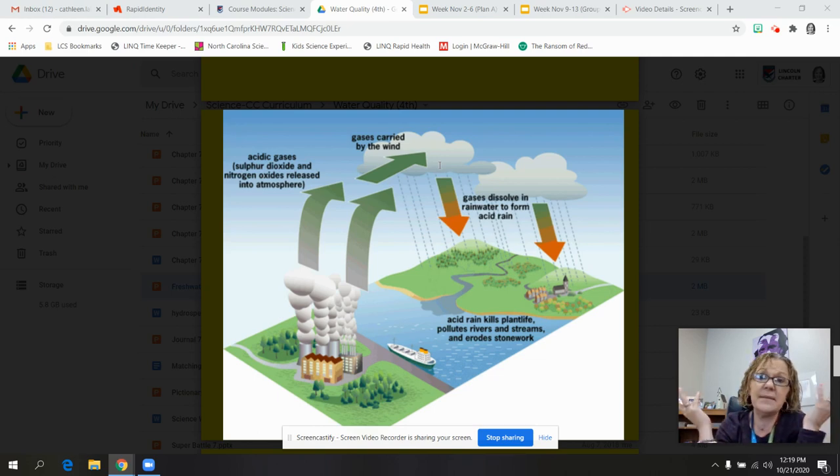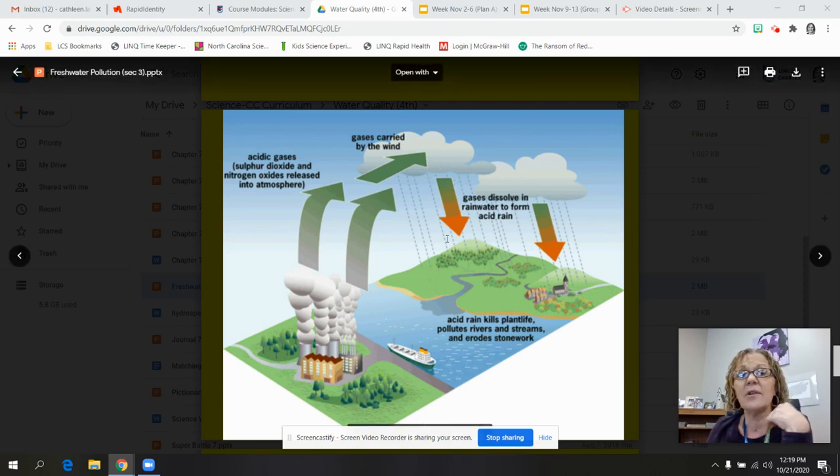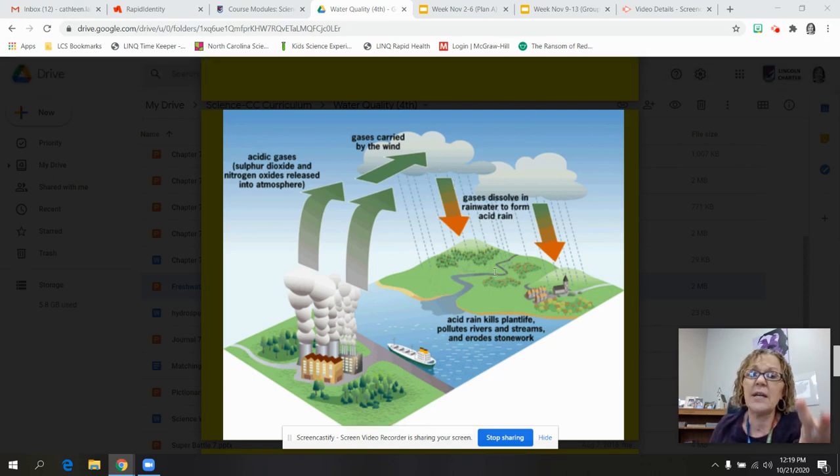Okay, because that just happens because wind carries those gases, and then again it's going to condense with the clouds, fall in the form of precipitation. They dissolve in the rainwater and they form that acid rain. Now, when acid rain lands on the ground and in our waters, it can kill plant life, it can kill fish, it can kill insects.